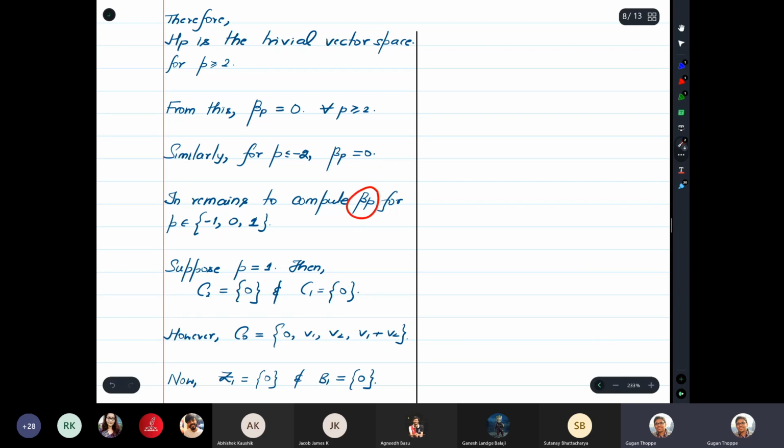So it remains to compute the pth Betti number for these coefficients, and this would be a discussion for the next class. So maybe this is a good place to stop. Let me stop recording.